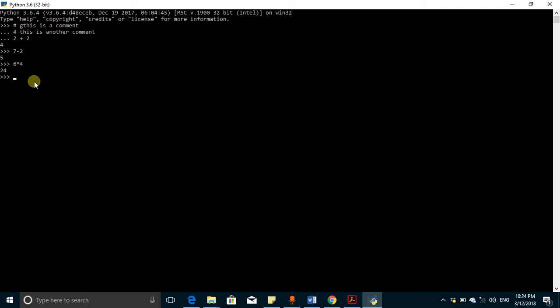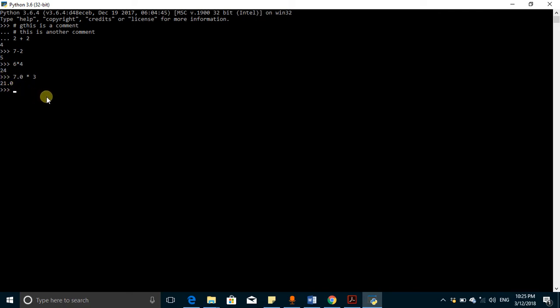But if we give the input as a float, like 7.0 into 3, then it will be handled as float, and the answer will also be a float.